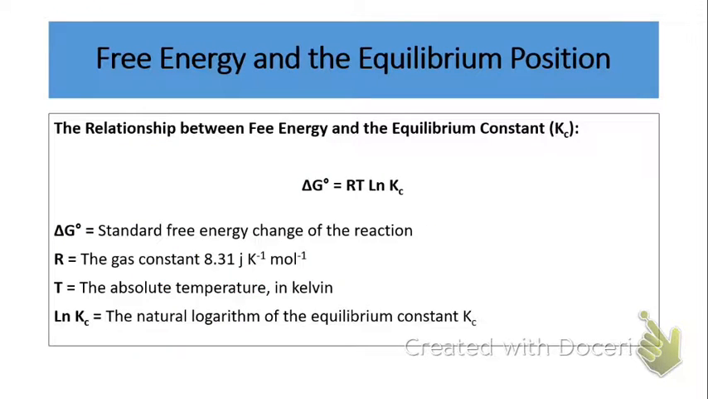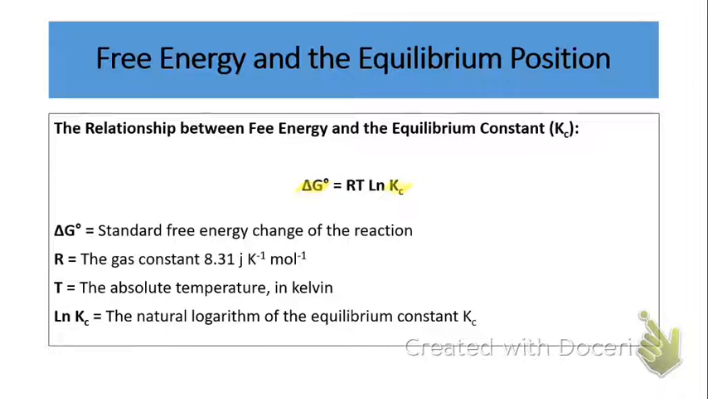Now here's an equation that relates delta G with the equilibrium constant. You do not need to memorize this equation, but you certainly need to be very familiar with it and know how to use it to solve problems. In this equation, we can either solve for the delta G value if we know what the equilibrium constant expression is, or we can solve for Kc if we know what the delta G value is for this reaction.